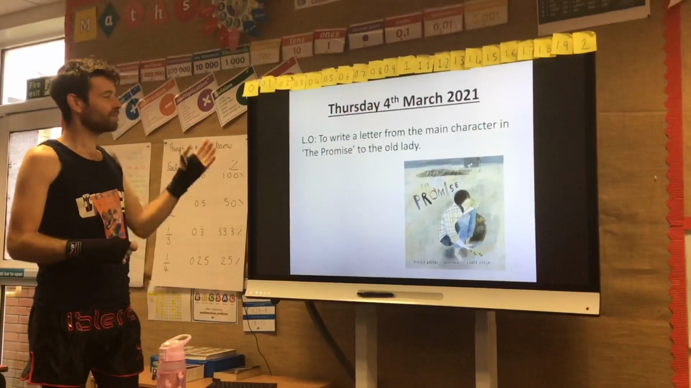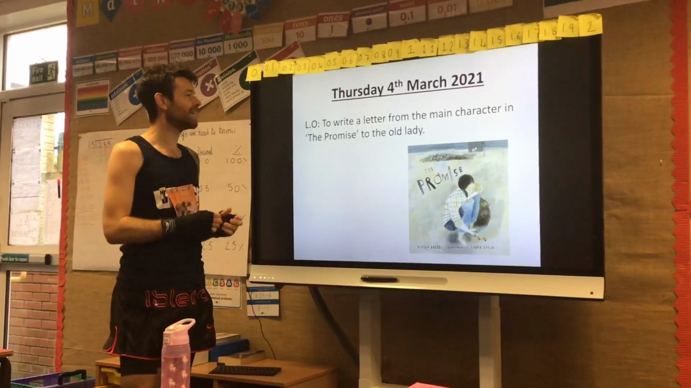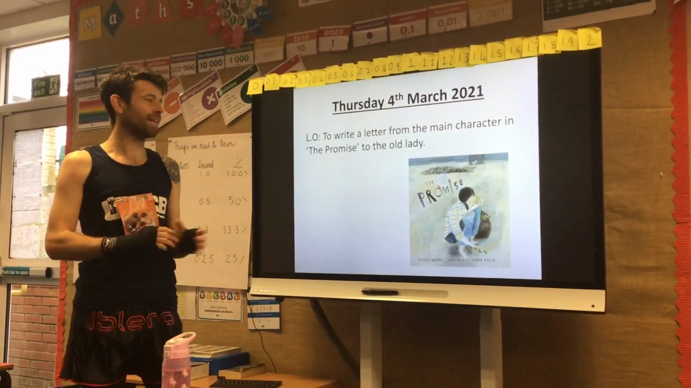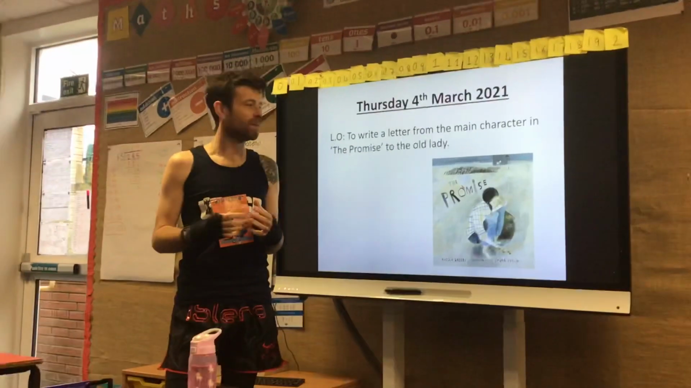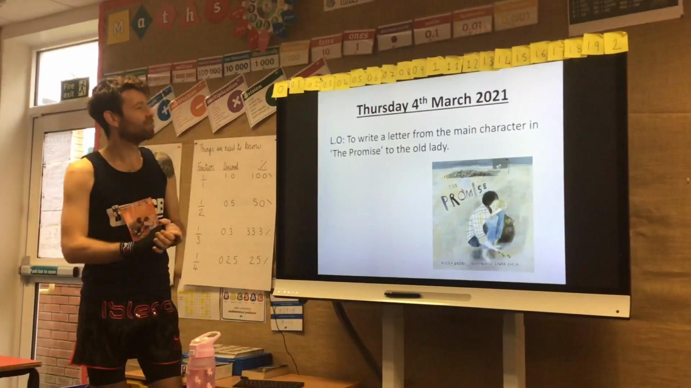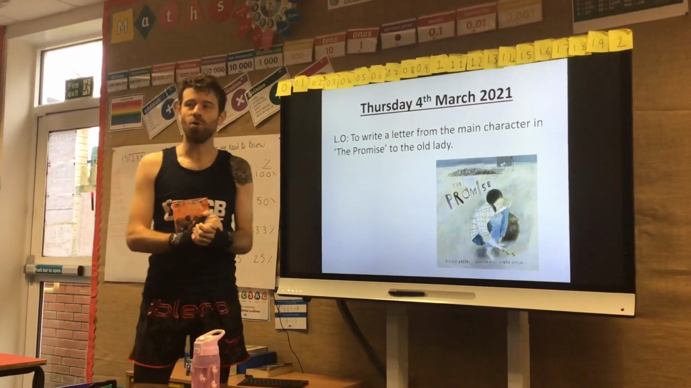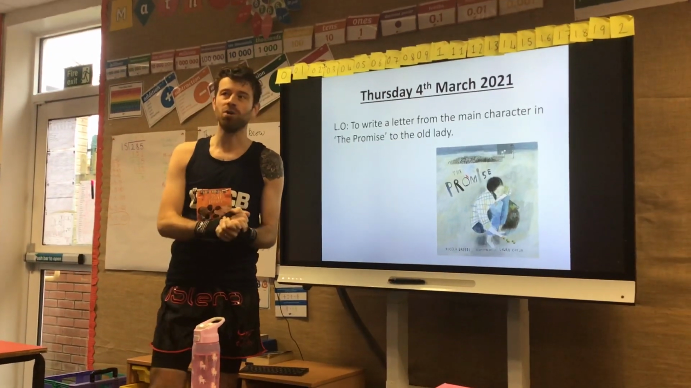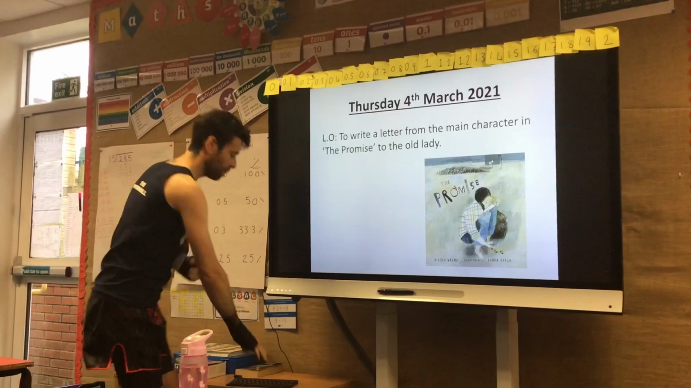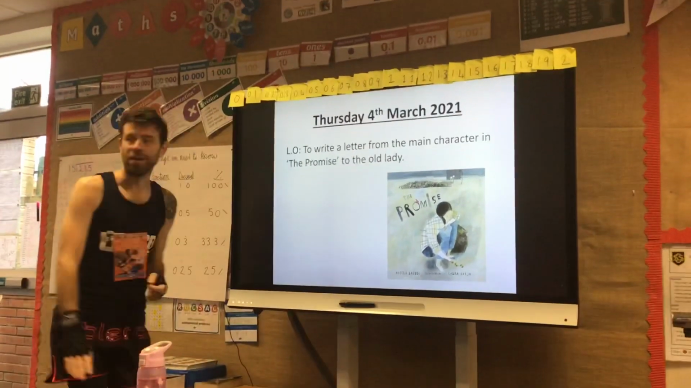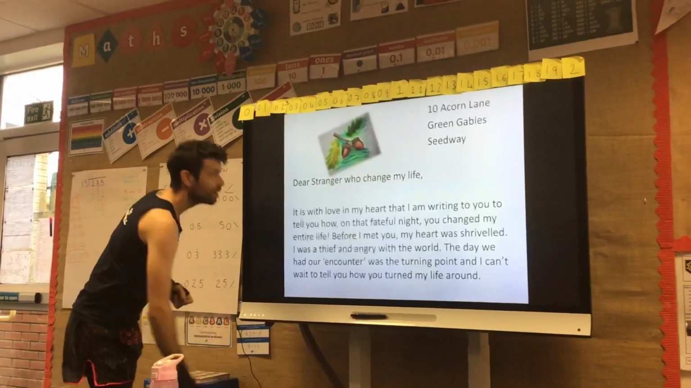So, it's Thursday the 4th of March and your LO is to write a letter from the main character in The Promise to the old lady. This is the story that we're all looking at in St George's for World Book Day. So pause your screen and write the date and the LO, and then I'll show you your waggle for today, what a good one looks like. Don't worry in the room if you haven't written the LO yet, we'll come back to it.